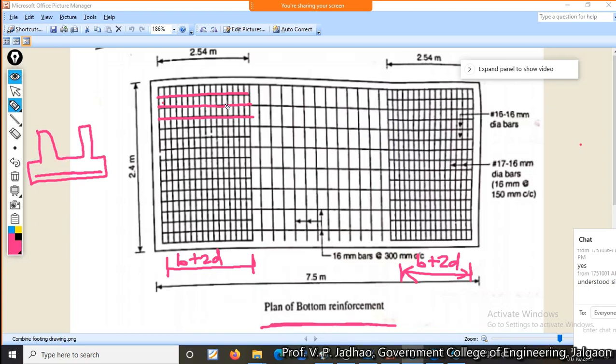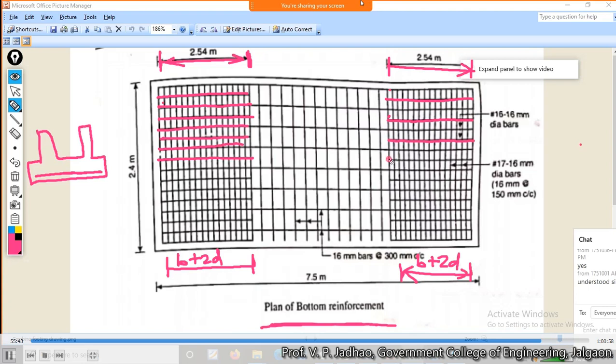Okay, so this mesh is like this. We'll be providing these bars at 150 mm center to center up to a distance of 2.54 meter, again like this. Again on the right side, this distance will also be 2.54 meter, and then we'll be providing in this region up to a distance of 2.54 meter only, like this.